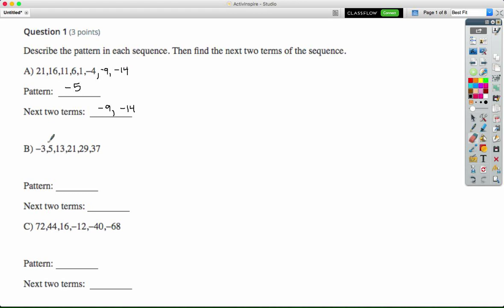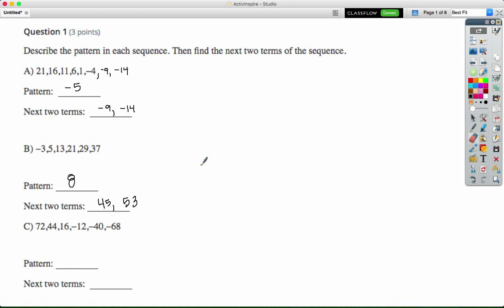Part B, the pattern, it looks like it is adding 8 every time. So since it's a positive 8, I don't have to write plus 8. It's just a positive 8. That's the common difference. The next two terms, if I were to add 8 to 37, that should give me 45. And then if I add 8 to 45, I should get 53.